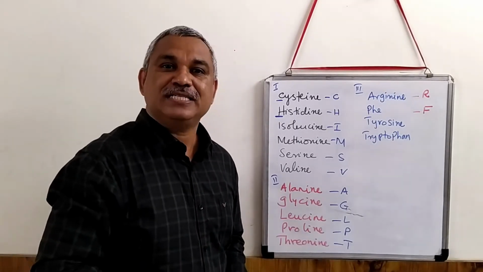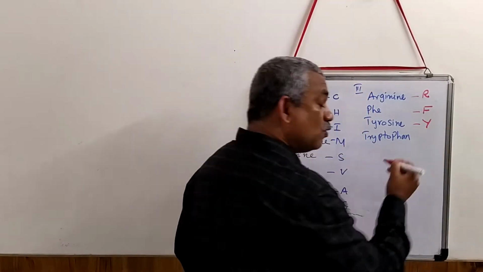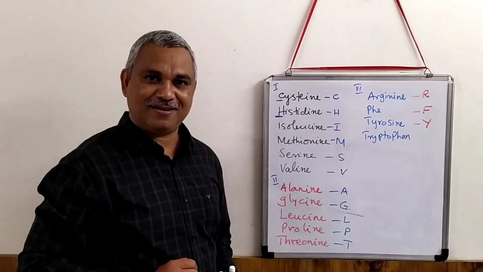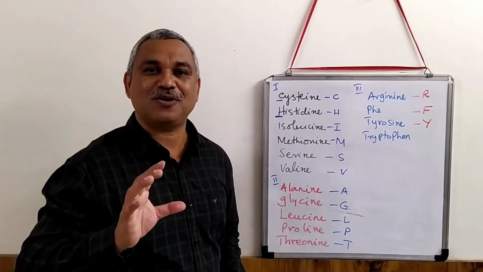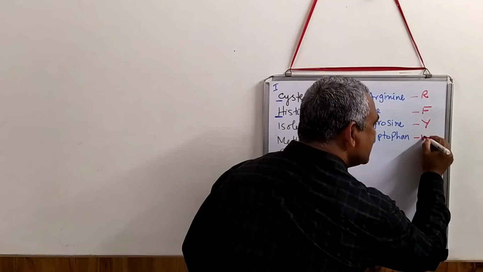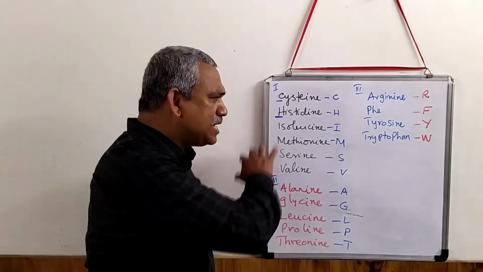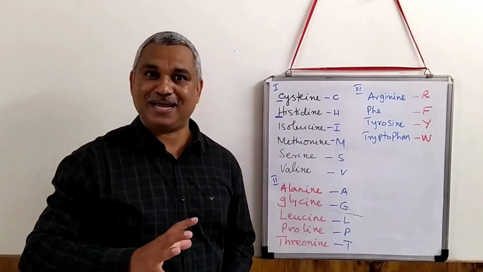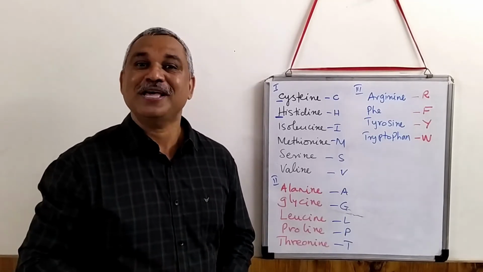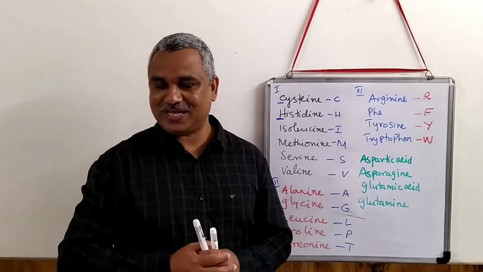In the case of tyrosine, she used the letter Y for tyrosine. And in the case of tryptophan, as we know, it has a 2-ring structure. So therefore, she gave the symbol W in the case of tryptophan. You see how simple logic is applied in order to give a single letter code for amino acids. Now you are left with the 5 amino acids.